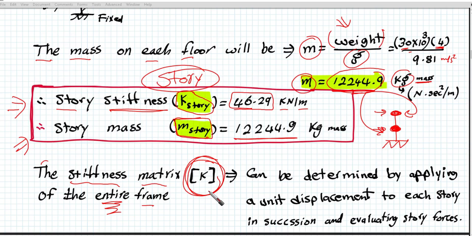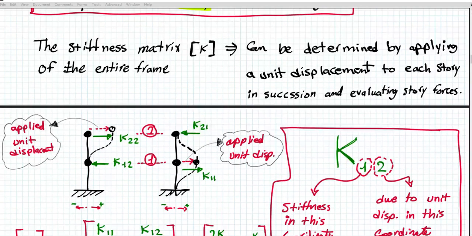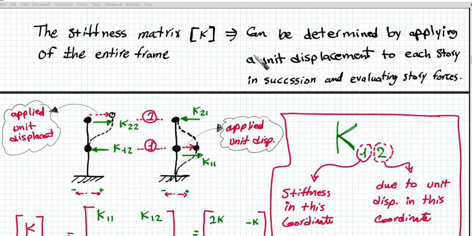The stiffness matrix can be determined by applying a unit displacement to each story in succession and evaluating story forces. What is the meaning of this? Let me read it again: it can be determined by applying a unit displacement to each story in succession and evaluating story forces. The meaning here is going to be given in the next slide.